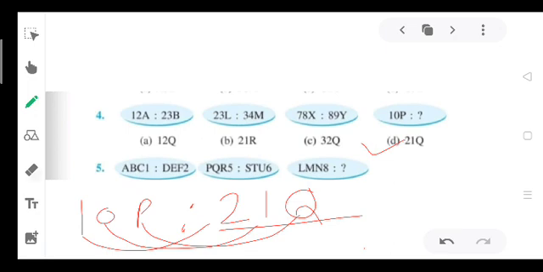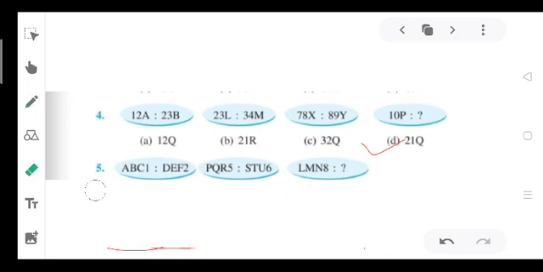Next is, now here is question 5 in front of you. ABC1, DEF2. Check the relation. A then D, between two letters jumped. B and E, again two letters jumped. C and F, again two letters jumped. And then 1 and 2, next number. So in the first 3, we will skip 2 letters and then write the next. And in the digit, we will write only the next digit.